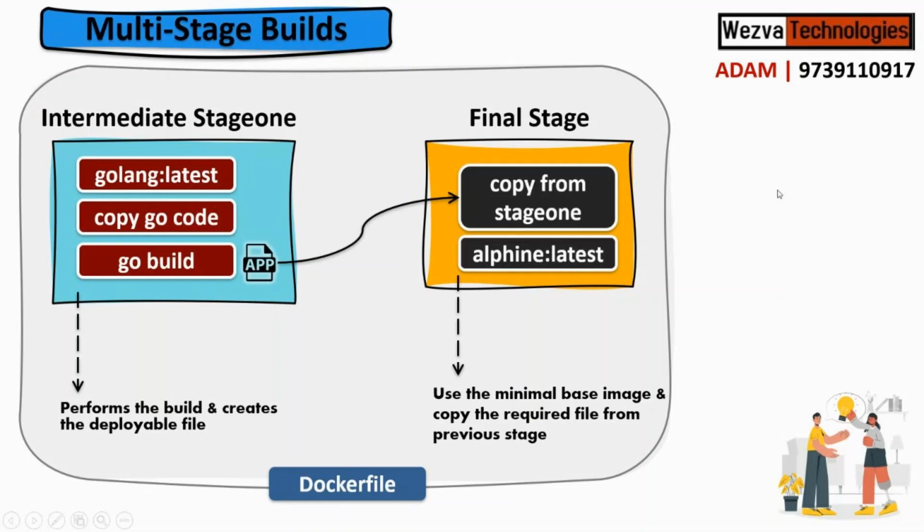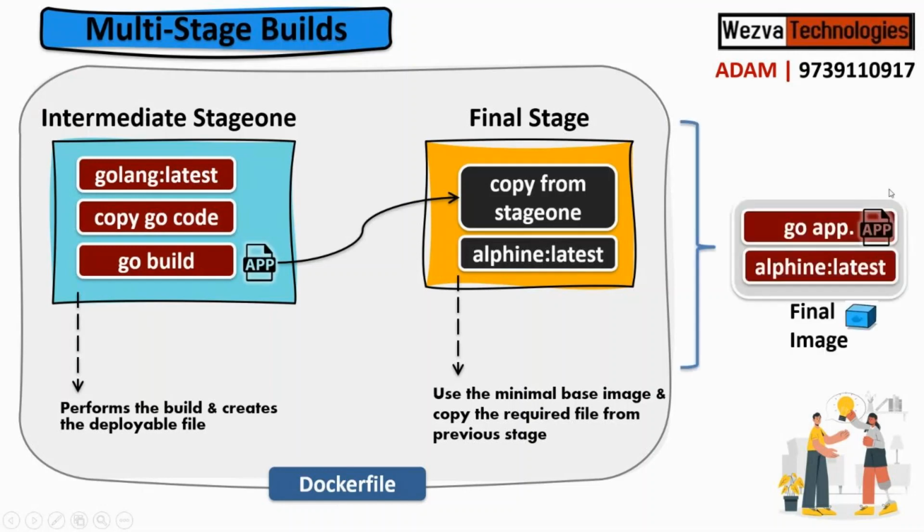If you create your image, your final image will have only the layer which is your Alpine base image plus your Go language application. So whatever you did earlier with two Docker files, manually creating images and then copying the files by creating a container, you can do everything in one shot. So that's what is called a multi-stage build.